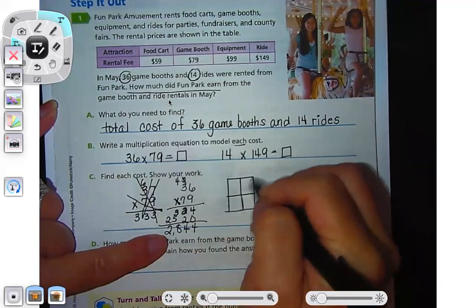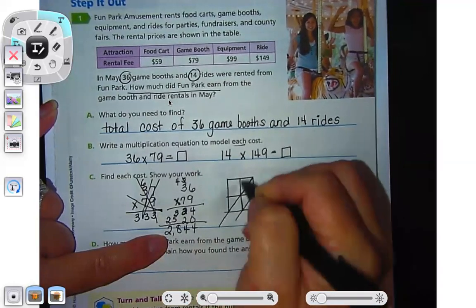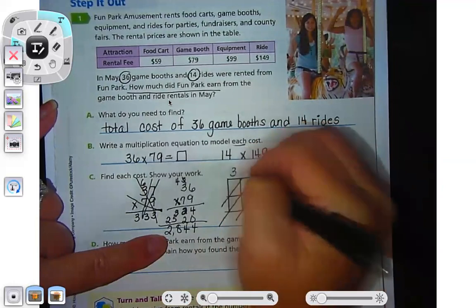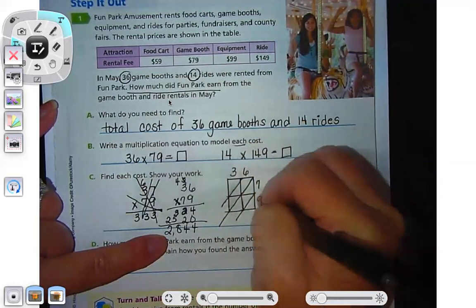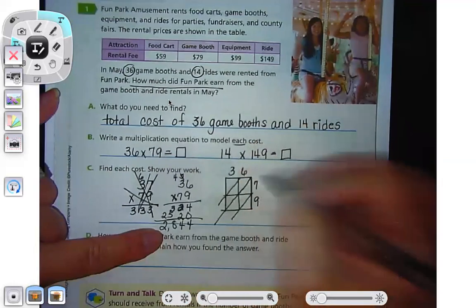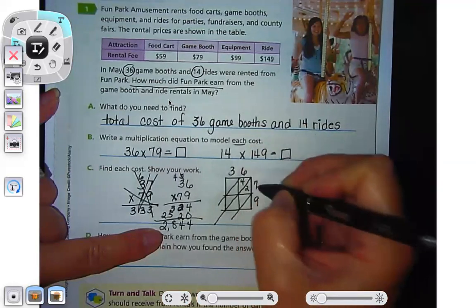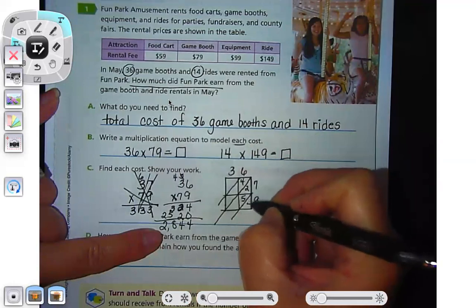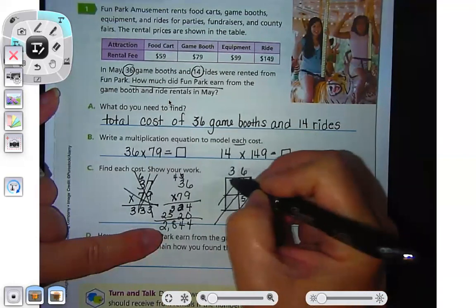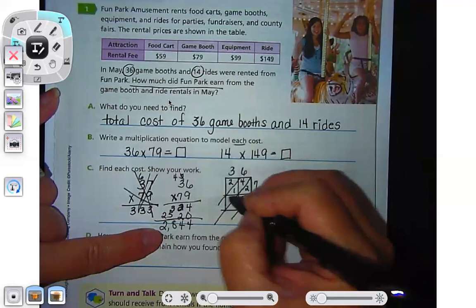All right, so I'm going to break these boxes diagonally. We've got 36 times 79. I'm going to start up here in the right-hand corner with 6 times 7 is 42. 6 times 9 is 54. 3 times 7 is 21. 3 times 9 is 27.